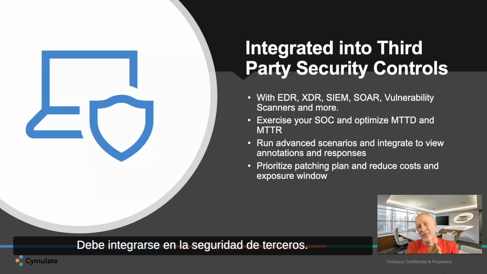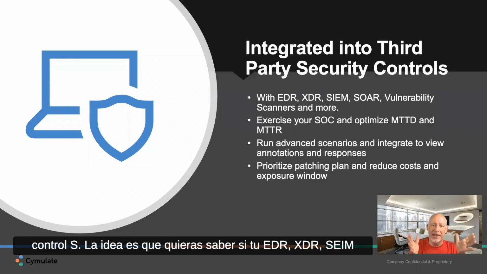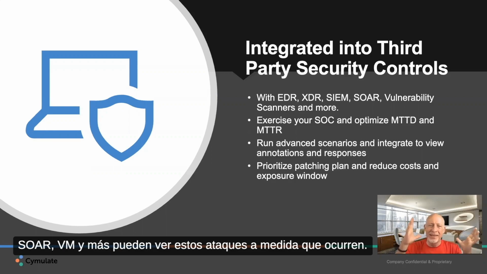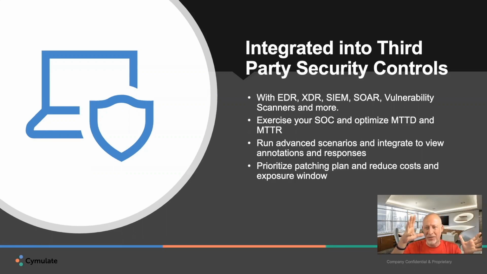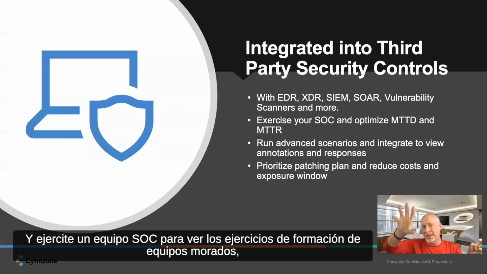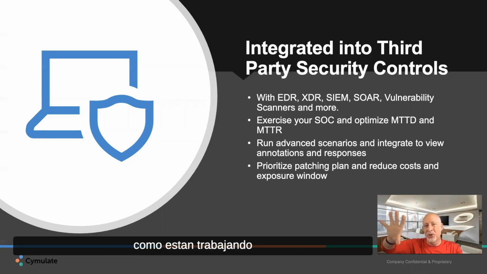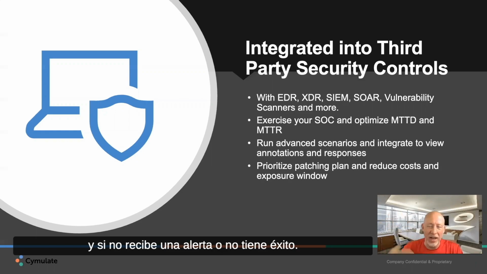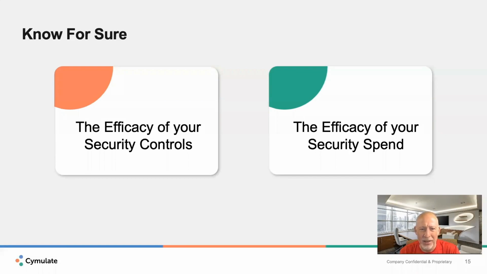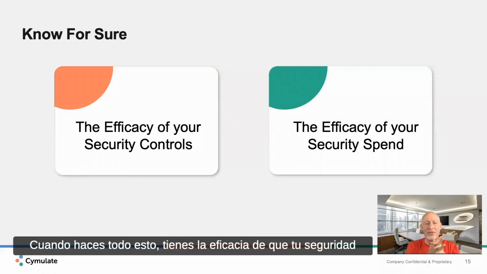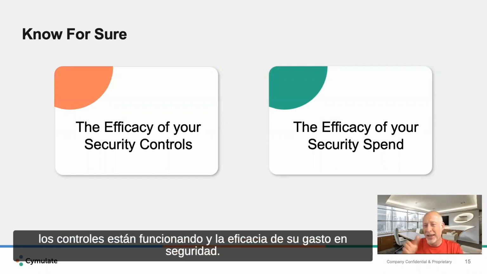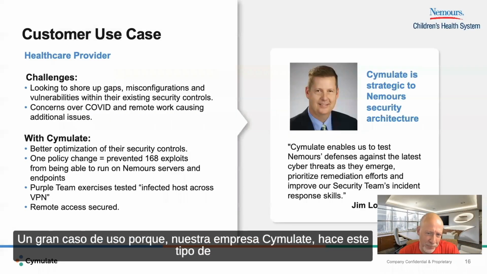It needs to be integrated into your third-party security controls. The idea is you want to know if your EDR, XDR, SIEM, SOAR, VM, and more can see these attacks as they occur, right? And exercise the SOC team in purple teaming exercises to see how they're working, and if you're not getting alerted or you're not getting success, right? So they need to be integrated into third-party controls. When you do all this, you have efficacy that your security controls are working and efficacy of your security spend.